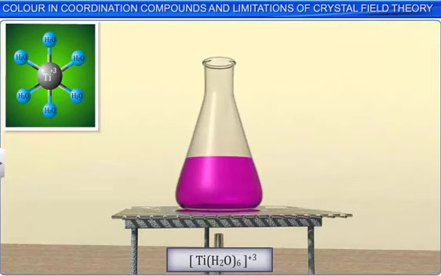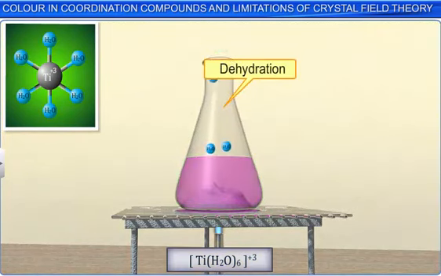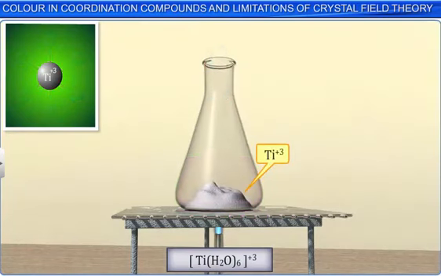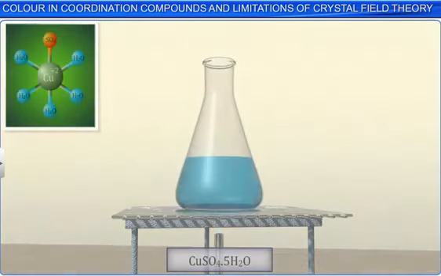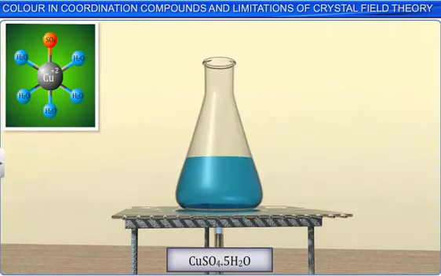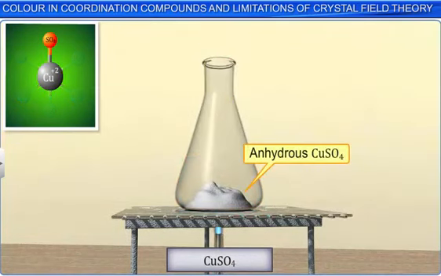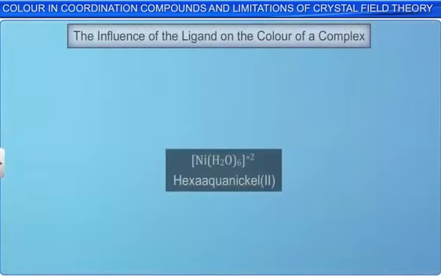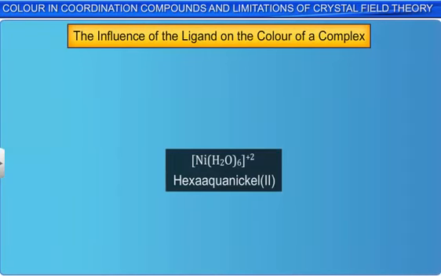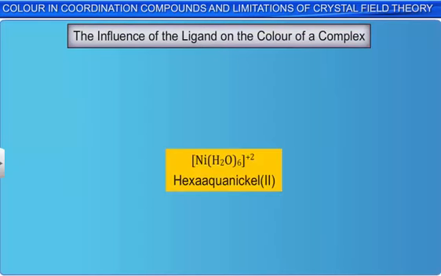For example, when hexa-aqua titanium 3+ is dehydrated by heating it, it becomes colorless. Similarly, hydrated copper sulfate is blue, while anhydrous copper sulfate is colorless. The influence of the ligand on the color of a complex may be demonstrated by considering the hexa-aqua nickel-2 complex.